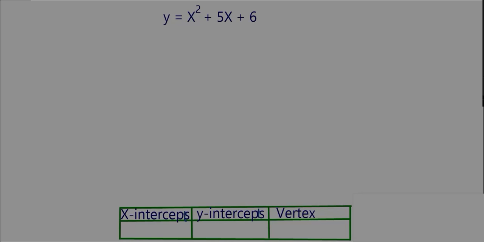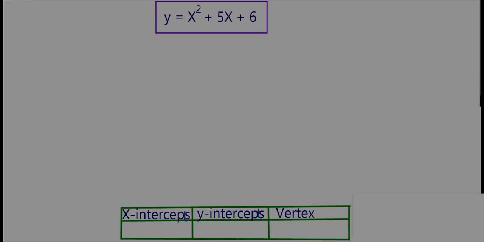We're gonna start off with this quadratic equation. We are gonna find the x-intercepts, the y-intercepts, and the vertex. All those are what we will need to easily plot a quadratic graph. Working out the values for x, which is the same as the x-intercepts, we rewrite this quadratic equation and make y equals 0.